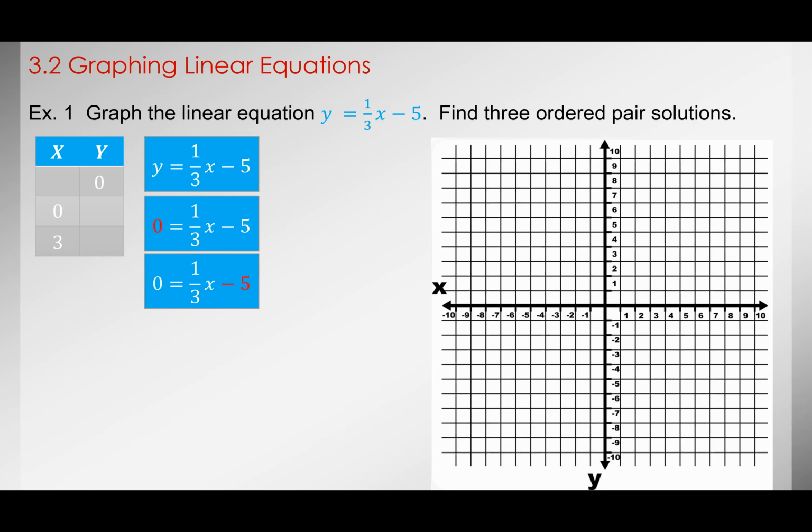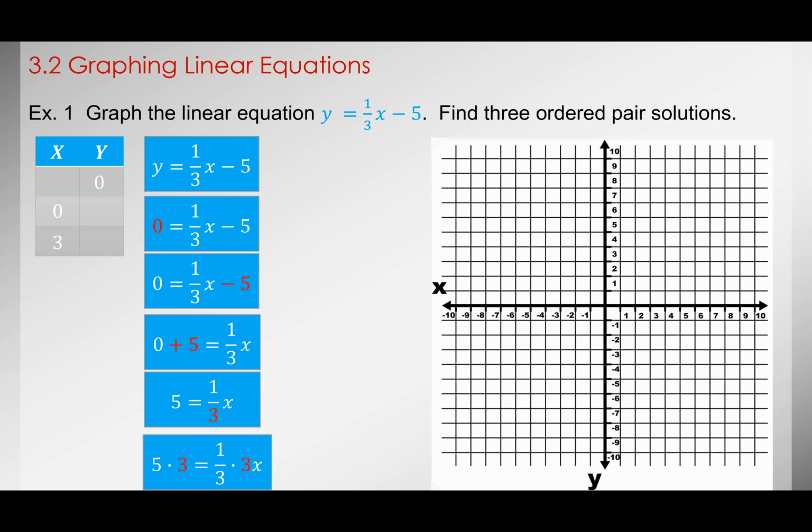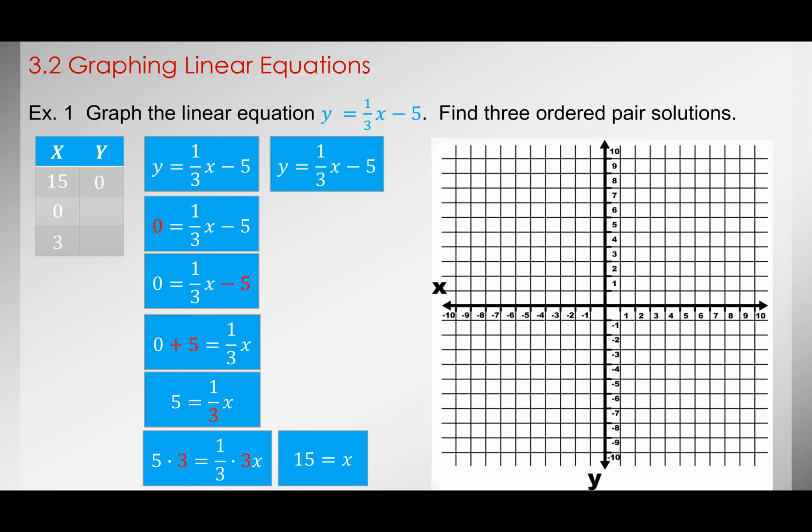We move the 5 over, and to move the 5 over, we need to add. Once we add the 5, 0 plus 5 is 5. How do I get rid of the denominator? How do I get rid of division? I need to multiply. And if I multiply on one side, I need to multiply on the other side to give me X equal to 15. So I have my ordered pair, 15, 0. And if you plug in 0 for X, life is good. Why? Because Y is just equal to -5. Your Y is by itself. There's nothing you need to solve. Your Y is done, which is my ordered pair will be 0, -5.